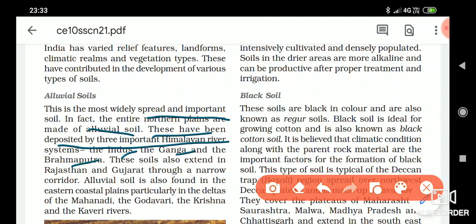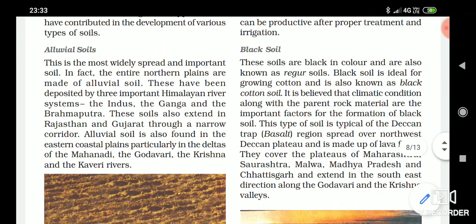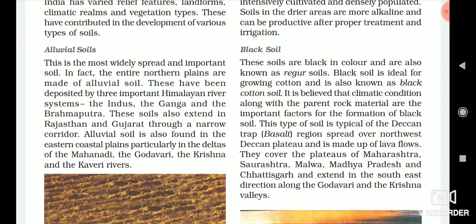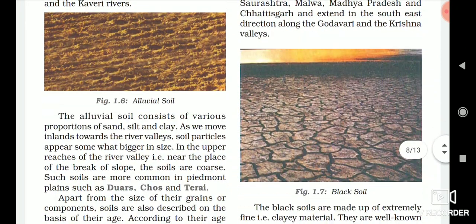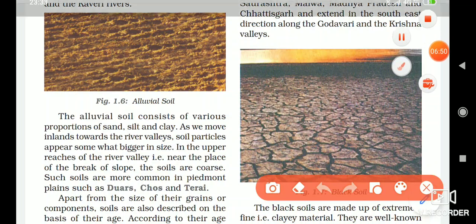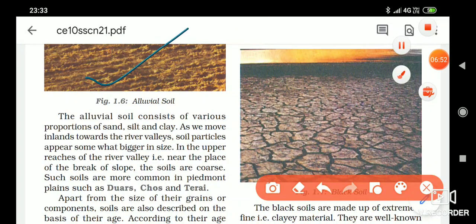Okay, you just learn it and just go through it. And this soil also extends in Rajasthan and Gujarat through a narrow corridor. Alluvial soil is also found in eastern coastal plains, particularly in deltas of Mahanadi, Godavari, Krishna and Kaveri. So I would like you to focus on the places. Okay, so now you can see the alluvial soil picture is given here. Fine.